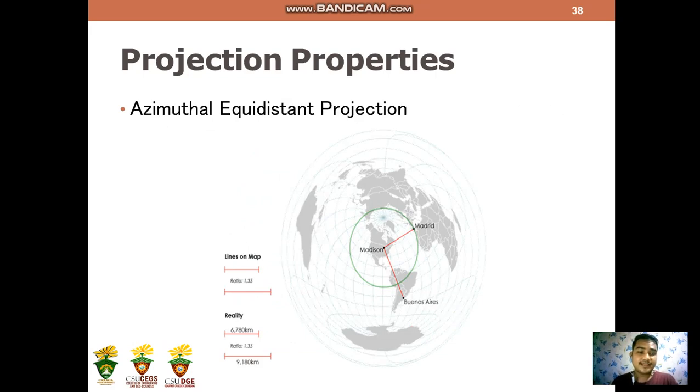And for the azimuthal equidistant, tanawa nimo nga another projection siya nga mag-distort sa distance. From Madison to Madrid again, in reality same ra gihapon, 6.78 kilometers. Madison to Buenos Aires is 9.18 kilometers. But on the lines on the map of the azimuthal equidistant projection, naa na siya ratio nga 1.35. Dili pareha sa equirectangular projection kaganina, same jud siya, ang ratio is 1.